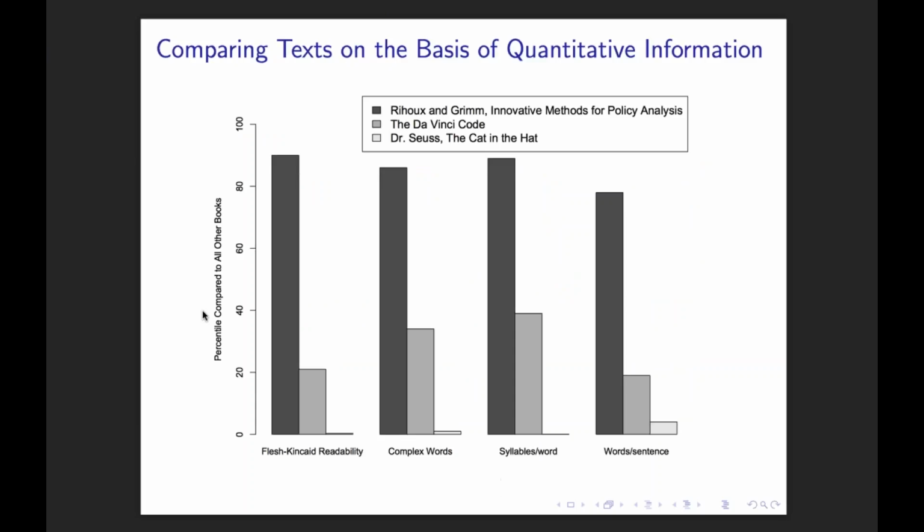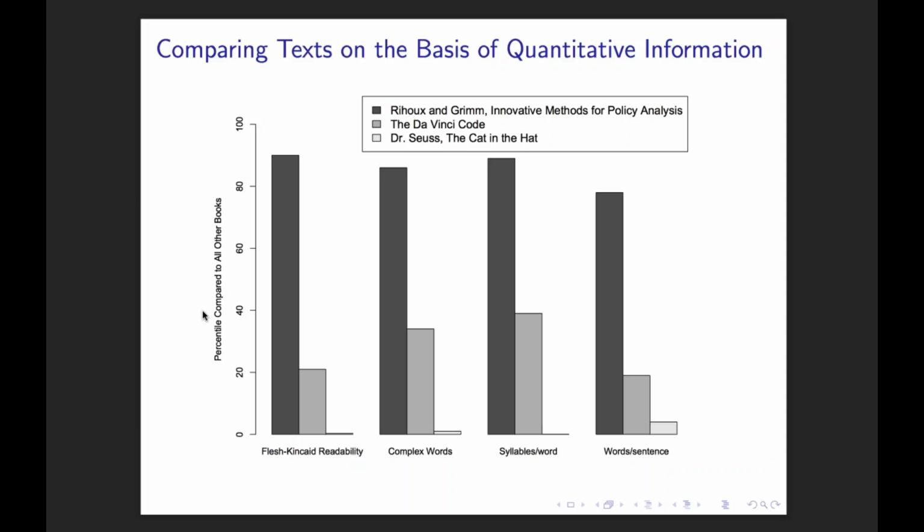So here's just another example of how you might compare across texts once you do this kind of processing. So here's a case where in the darker gray, we actually have a more academic book called Innovative Methods for Policy Analysis. The second book is the Da Vinci Code from the example slide below. And the third book is Dr. Seuss' The Cat in the Hat.